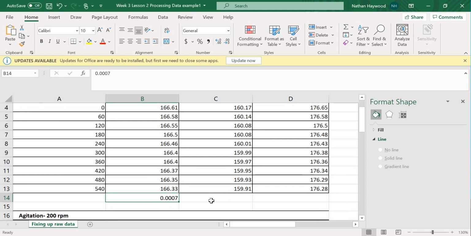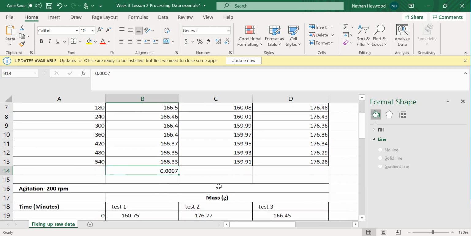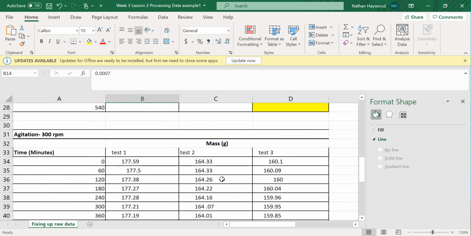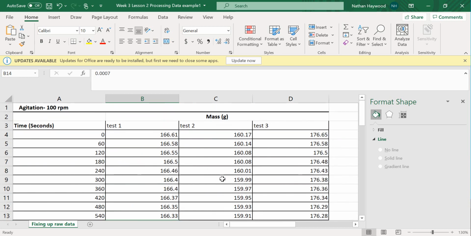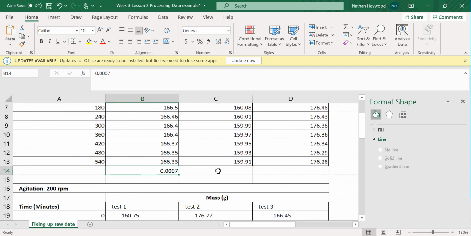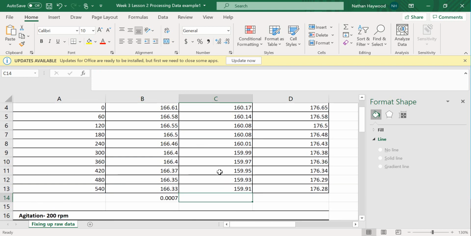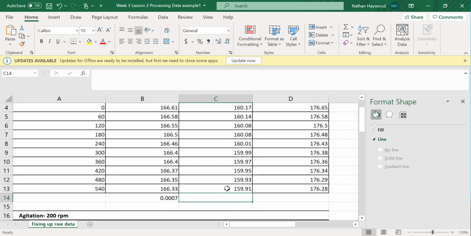So now we have to do that again for the second trial. And pretty much this process you just have to do over and over again for all of your trials. So I have three trials for each RPM, so I'm going to have to do it 9 times. So I'm going to show you one more time, and then I will just fill in the data in my own time. So one more time, this is for trial 2.